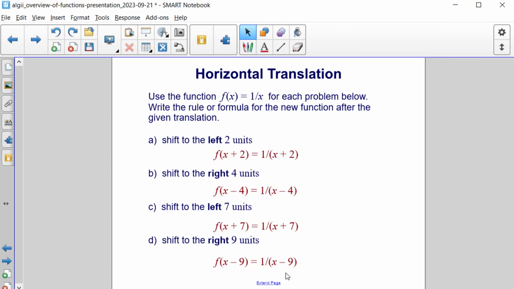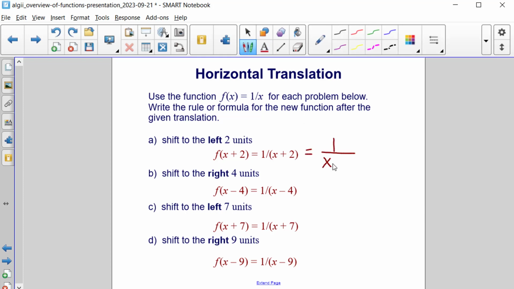And here are the solutions to these 4 examples, and they do match the solutions that we found. I am going to rewrite each of these more vertically than horizontally, just for clarification. So the first one is 1 over the quantity x plus 2. Second one is 1 over the quantity x minus 4. Third one is 1 over the quantity x plus 7. And the last one is 1 over the quantity x minus 9.